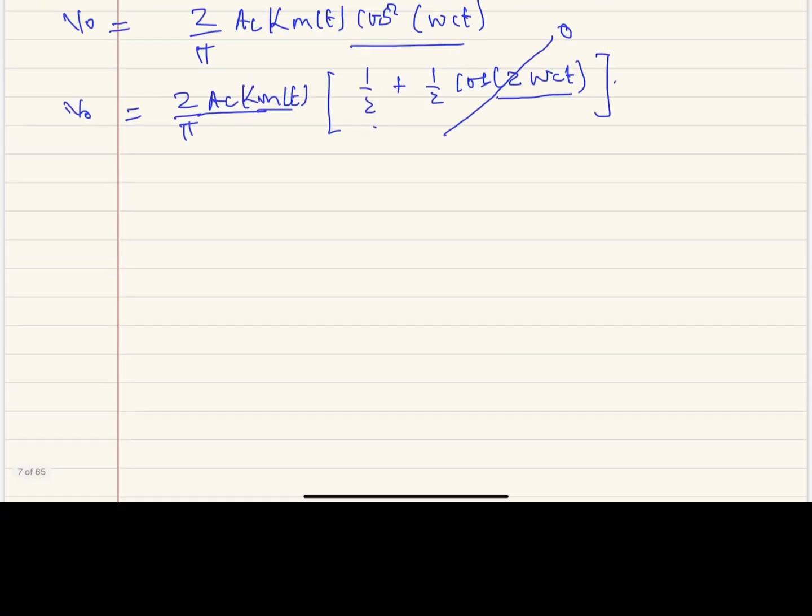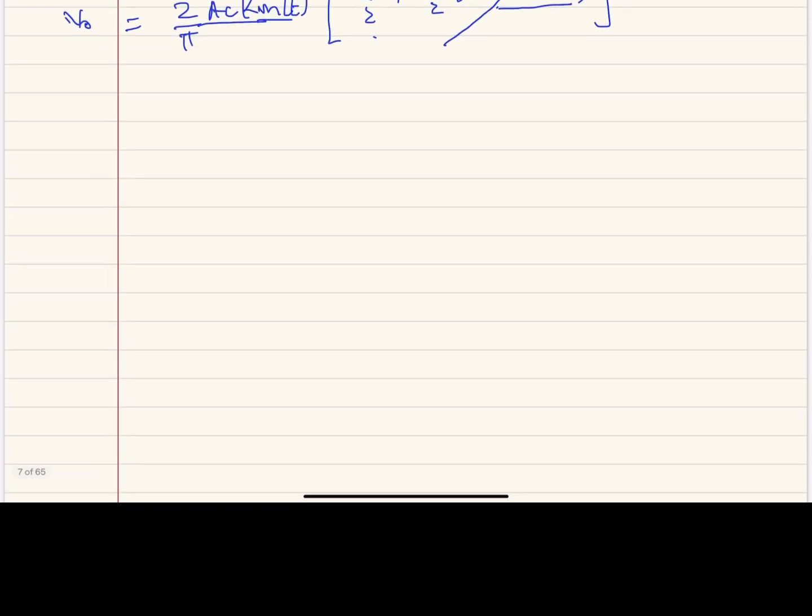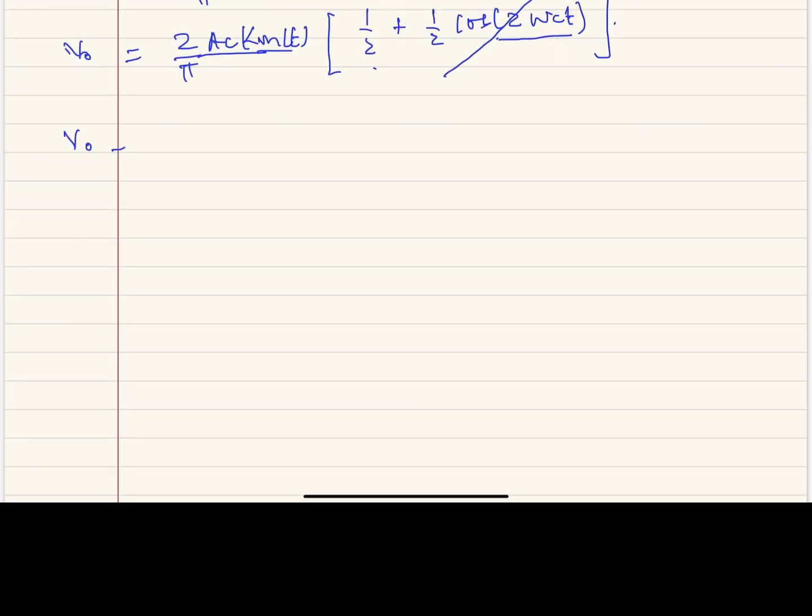So the final equation, which is our m(t), or let's say our V out, is going to be 1 over 2 multiplied by 2 over pi. Okay, let me write here. The final equation is going to be V out equal to 1 over 2 times 2 over pi. These two will cancel, so it's 1 over pi multiplied by A_C k m(t). So this is basically the output, A_C k over pi times m(t). This is our message signal.